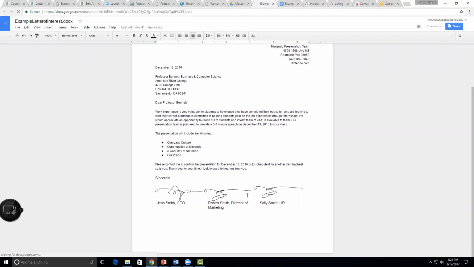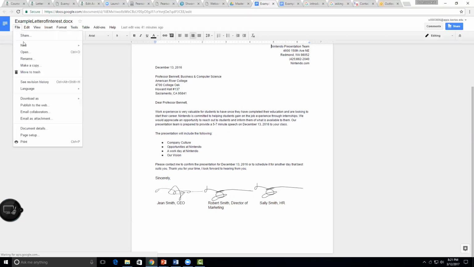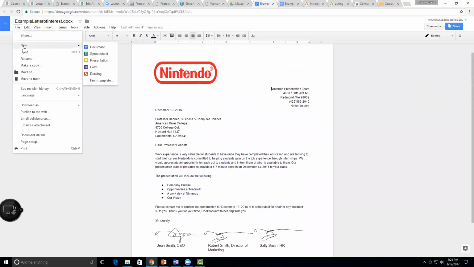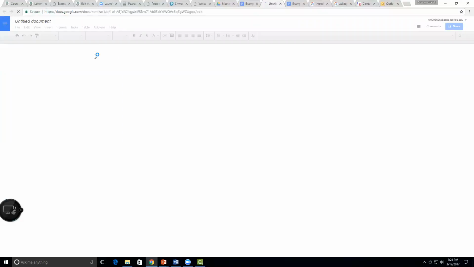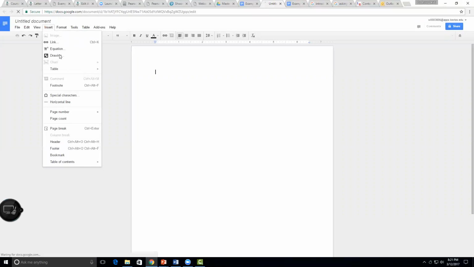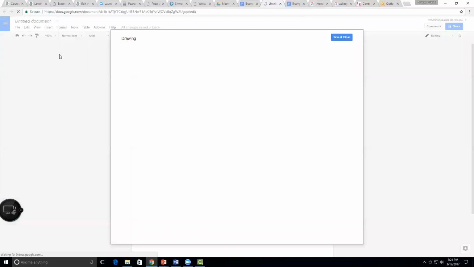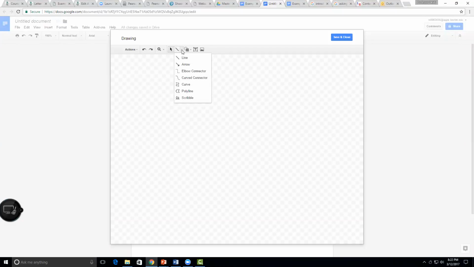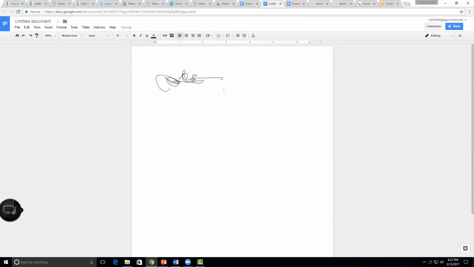With little faux signatures. I'll create just a new document very, very quickly. And when you create your signatures, simply use the online feature of Insert, Drawing. This allows all of you to simply use the drawing tools, such as Scribble, to scribble your signature and then embed in your document.